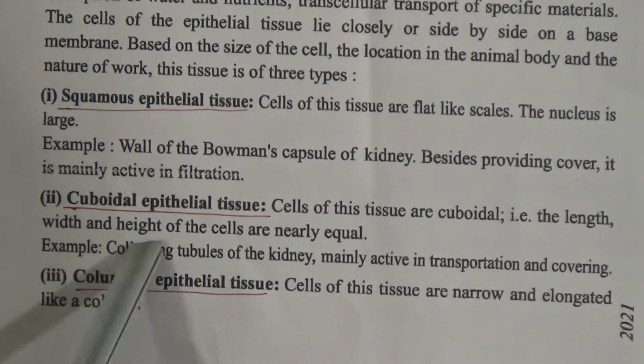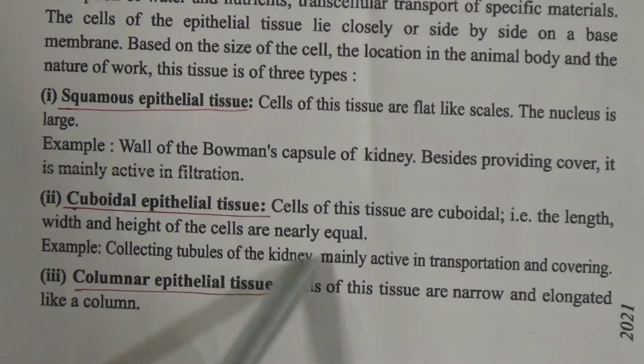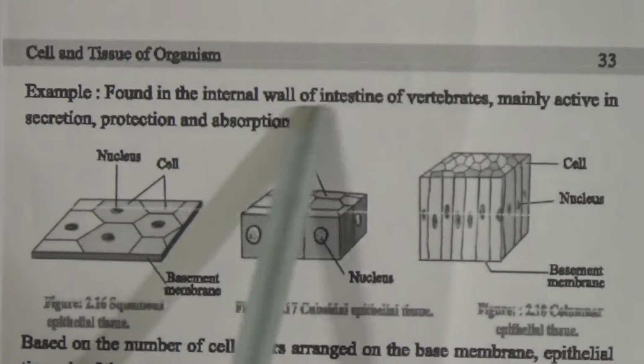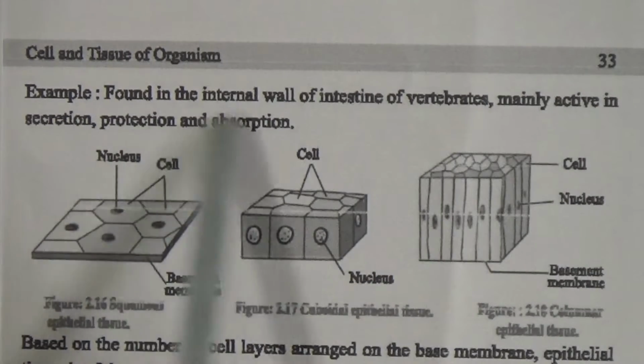The length, width and height of the cells are nearly equal. Example, collecting tubules of the kidney, mainly active in transportation and covering. Now, columnar epithelial tissue. Cells of these tissues are narrow and elongated like a column. An example of these tissues we found in here. Internal wall of intestine of vertebrates, mainly active in secretion, protection and absorption.